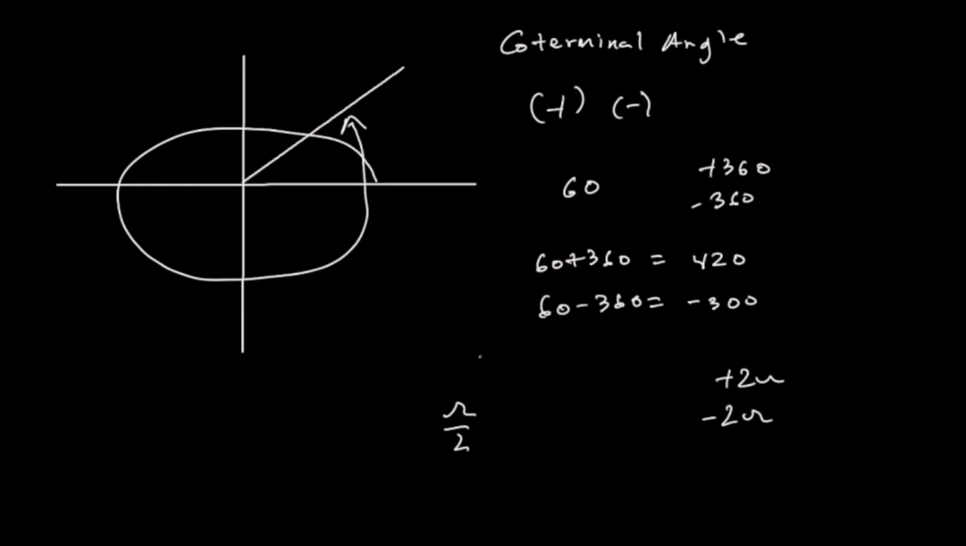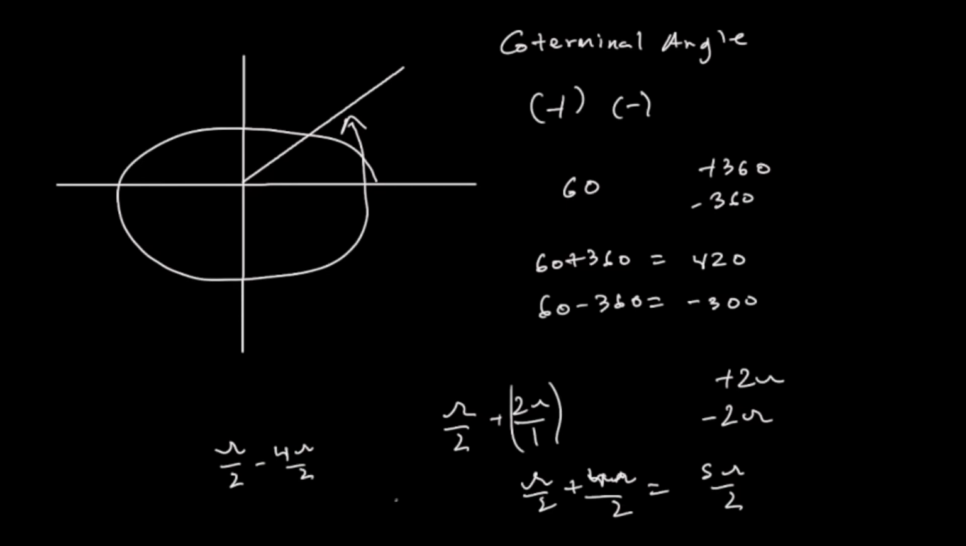If you were to add 2 pi to this, so plus 2 pi over 1, and then if I keep this there and multiply this by 2, so 4 pi over 2. So pi over 2 plus 4 pi over 2, I would get 5 pi over 2. So that would be one of my coterminal angles. Now I'll do the same thing. Pi over 2 minus 4 pi over 2, and you'd get negative 3 pi over 2. So those would be two of your values.